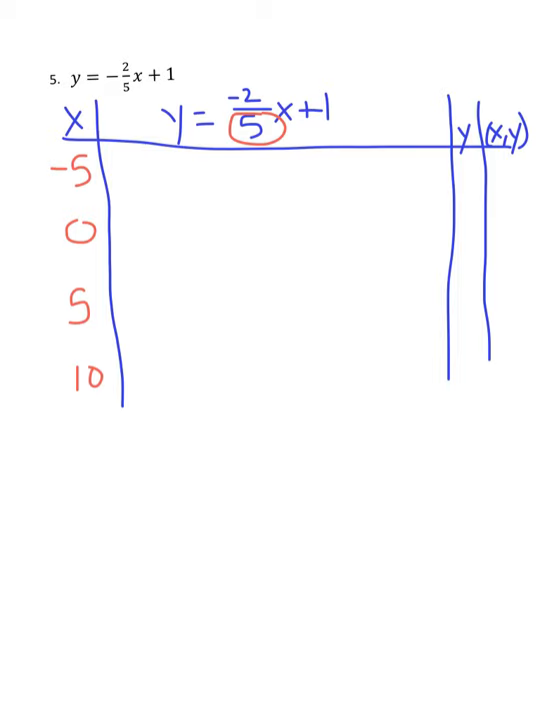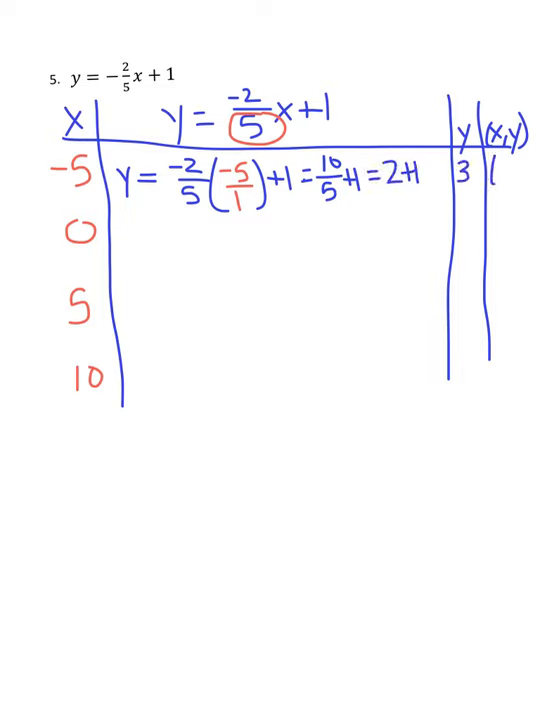So let's plug in. I have y equals negative 2 over 5 times, this is going to be negative 5 over 1, so we can do this math, plus 1. Multiply across the top, so negative 2 times negative 5 is positive 10, divided by 5 times 1 is 5, and then plus 1. 10 divided by 5 is 2, plus 1. 2 plus 1 is 3. So x is negative 5, y is 3. There's my first point.